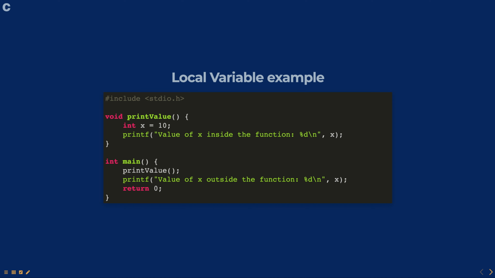In this example, the variable x is declared inside the printValue function and it is not accessible outside the function. The printf statement outside the function will result in a compile error.